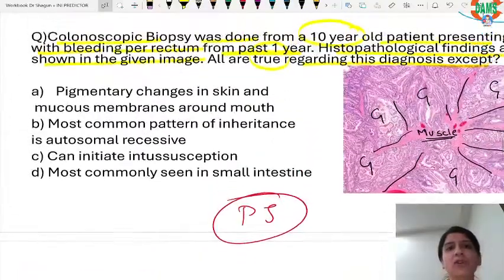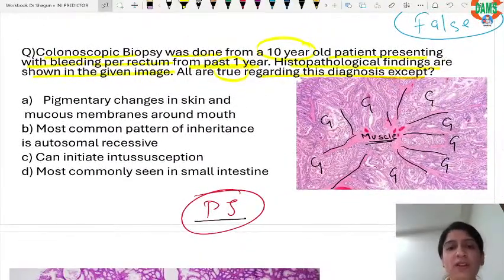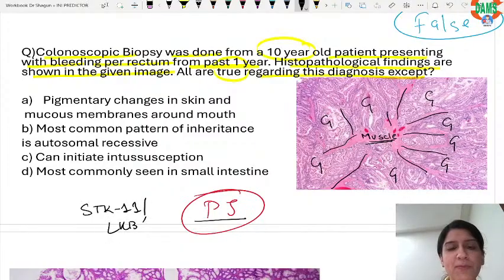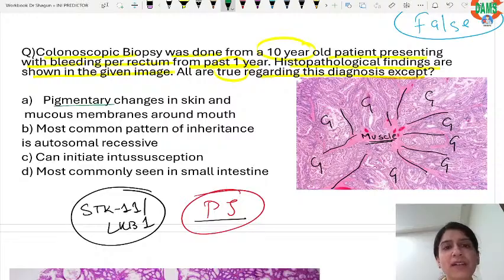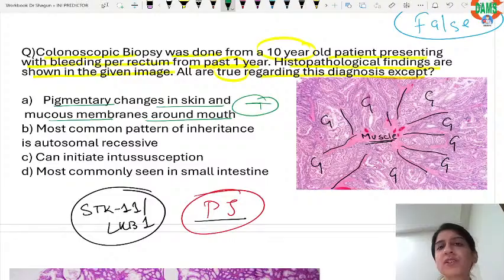Now coming back to the question. We all know PJ polyp, which mutation? Yes, STK11 or LKB1 gene mutation. Now look at the options. You see pigmentary changes in skin and mucous membrane around the mouth. Absolutely true statement, which we call mucocutaneous hyperpigmentation.